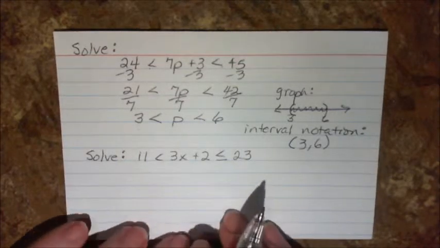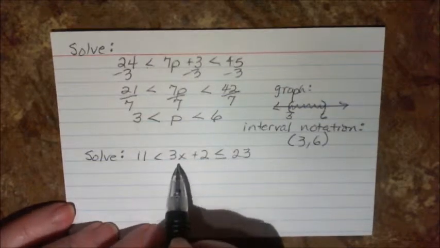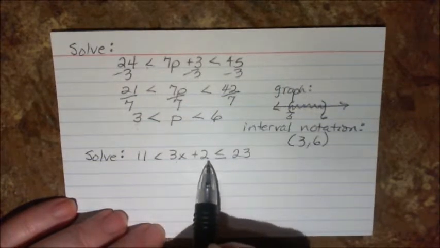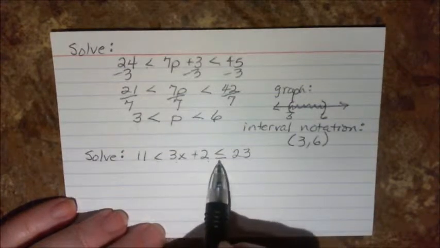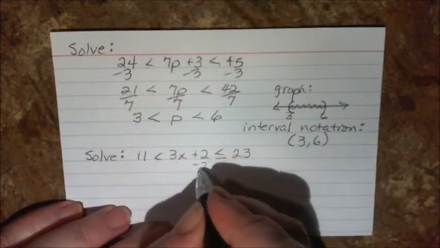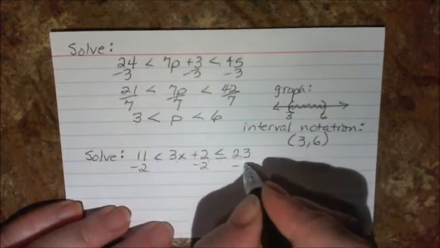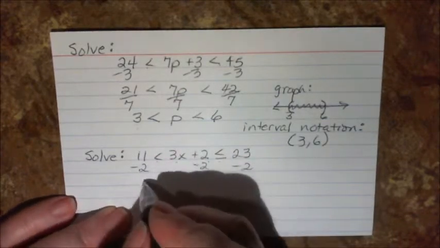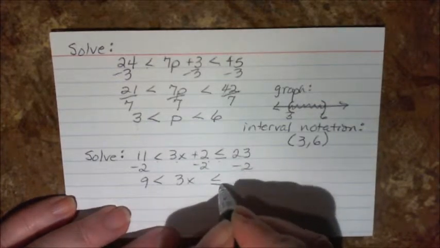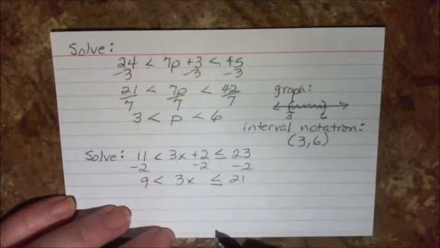Okay, let's solve the next three-part inequality. Here we have 3x plus 2 in the middle. Two inequality symbols, so we're going to begin to isolate x in the middle here. First step is minus 2 for all parts. That gives us 9 is less than 3x is less than or equal to 21.